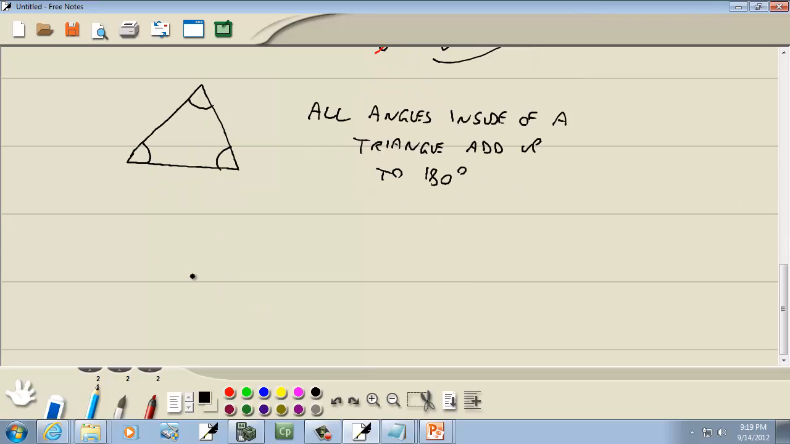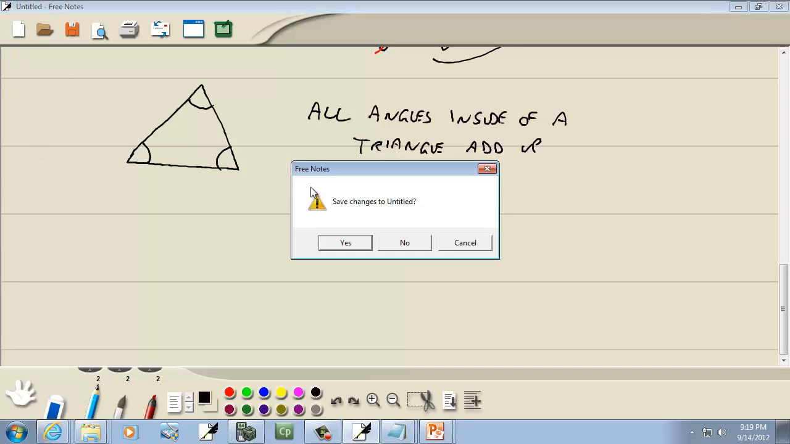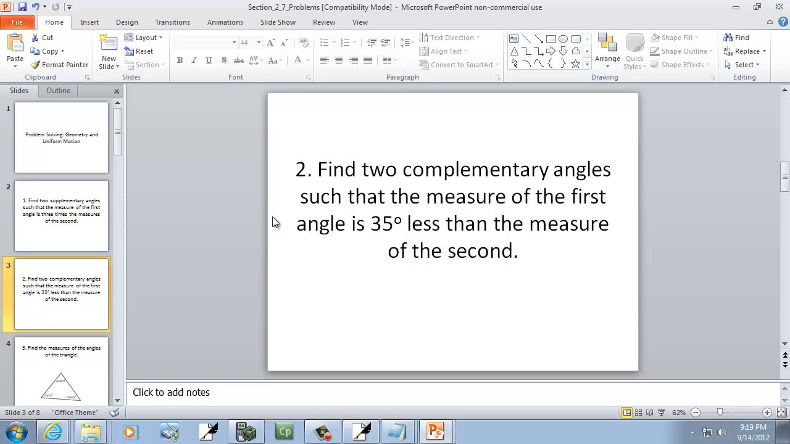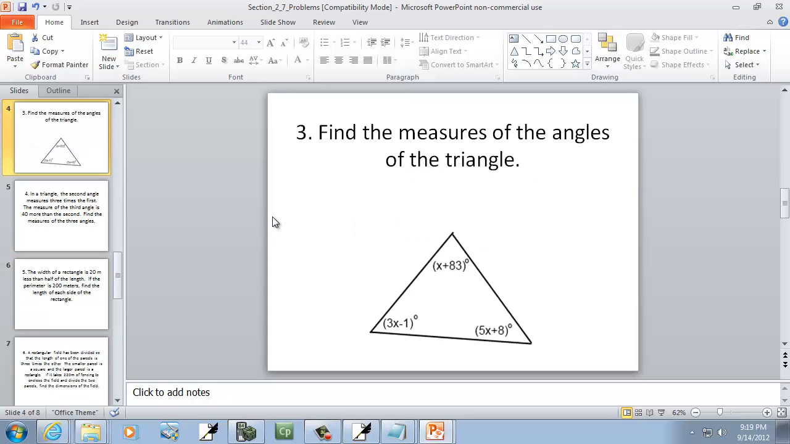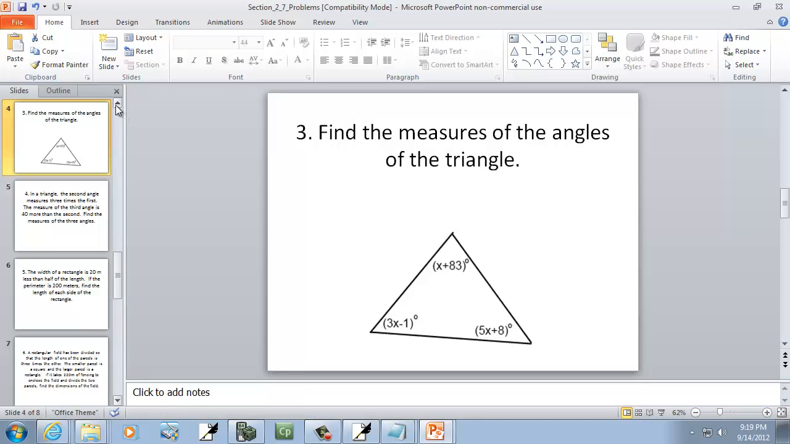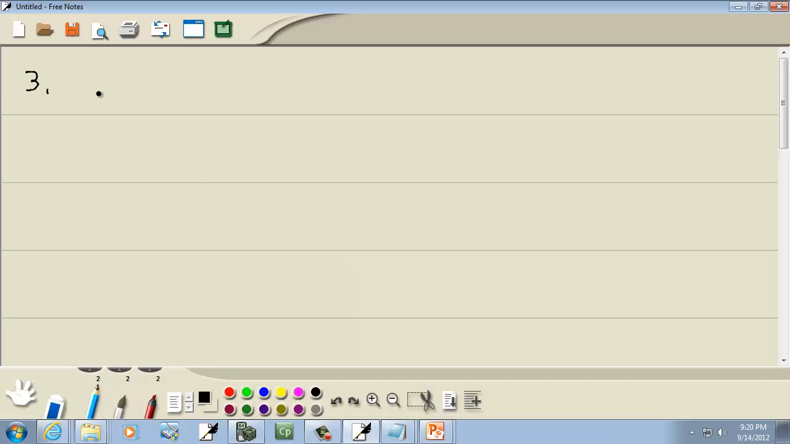Let me start a new page and we'll work the problems dealing with that. Actually, I think there's just one. Maybe there's more than one. Let's take a look at this one. They give us a picture. It says find the measures of the angles of the triangle. Well, we got x plus 83, 3x minus 1, and 5x plus 8. This angle plus this angle plus this angle is going to give us 180 degrees.